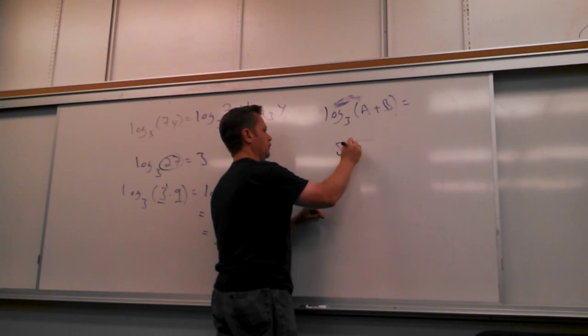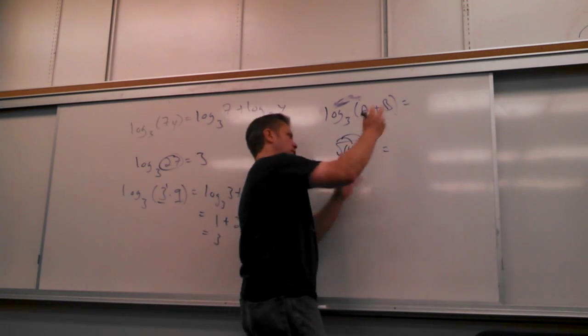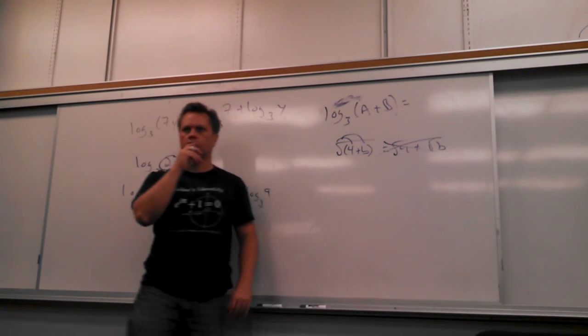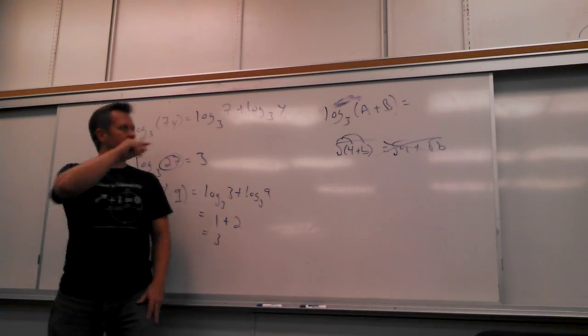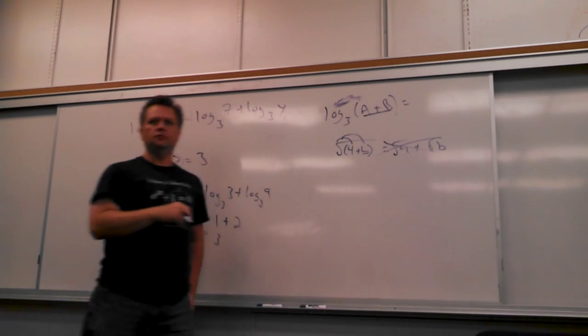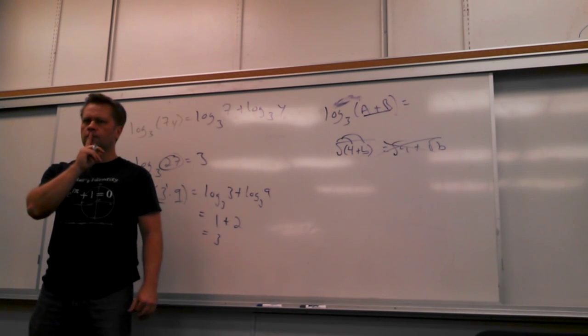It's like the square root of 4 plus b. That's not the square root of 4 plus the square root of b. I can't distribute it and make it the square root of 4 plus the square root of b. No, that's wrong. This is log base 3 of a plus b, not times. You can't suddenly distribute the log, right?